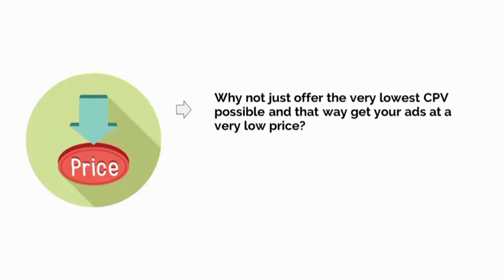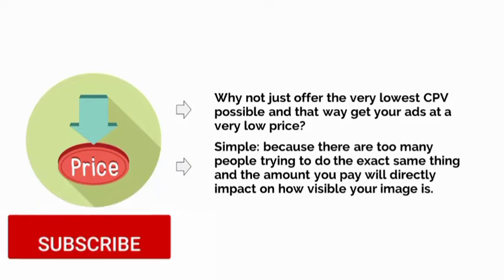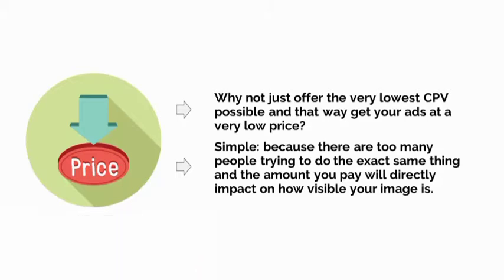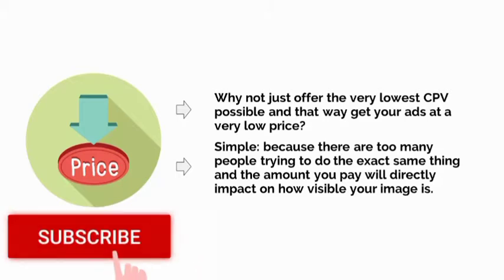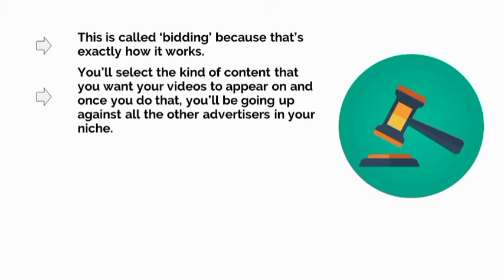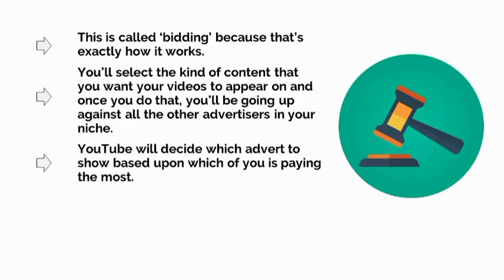So why not just offer the very lowest CPV possible and that way get your ads at a very low price? Well, simple, because there are too many people trying to do the exact same thing, and the amount you pay will directly impact on how visible your ad is. This is called bidding because that's exactly how it works. You'll select the kind of content that you want your videos to appear on, and once you do that, you'll be going up against all the other advertisers in your niche. YouTube will decide which advert to show based upon which of you is paying the most.